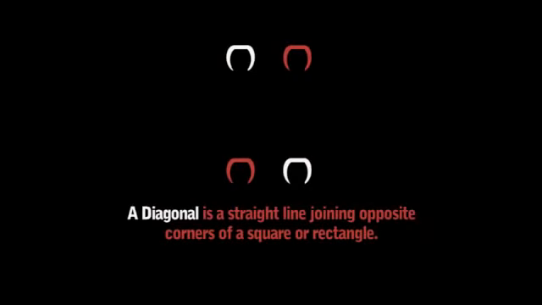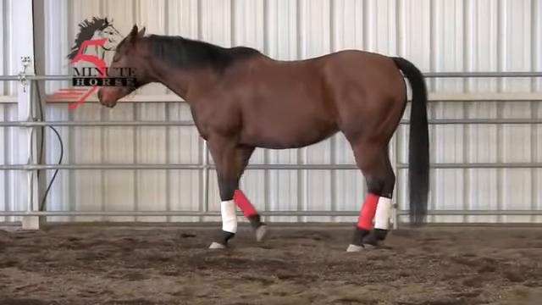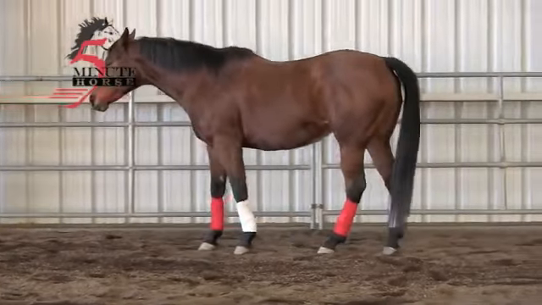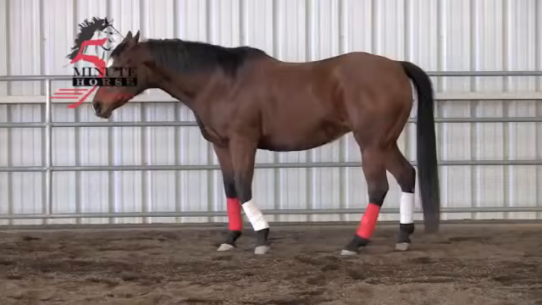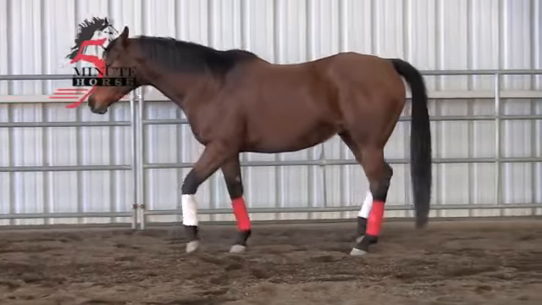A diagonal is a straight line which joins opposite corners of a square or a rectangle. And our horse's feet at the standstill are that rectangle. We'll start with the backup. I want to start with the backup because it's very easy to see the diagonal steps at the backup.